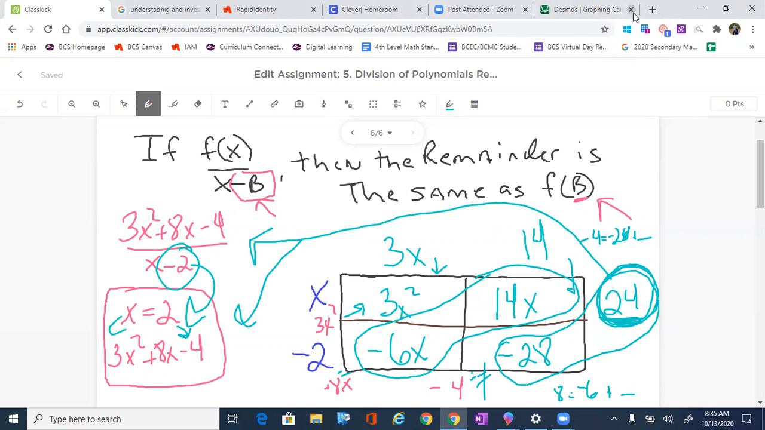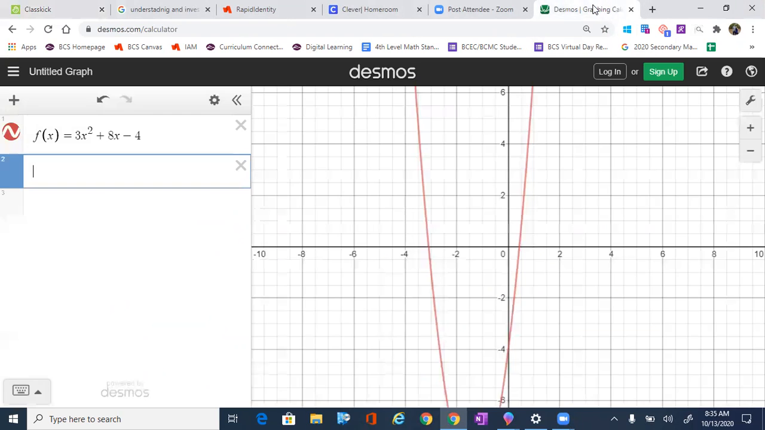Okay, so I'm going to come over here. I'm going to type in 3x squared plus 8x minus 4. And guess what? I've already got that. Okay. And I'm going to type in f of positive 2. F of positive 2. I've plugged the 2 into the equation. And guess what? It gives me 24.